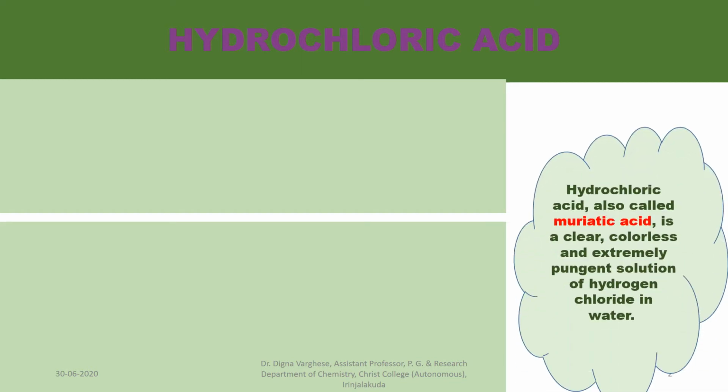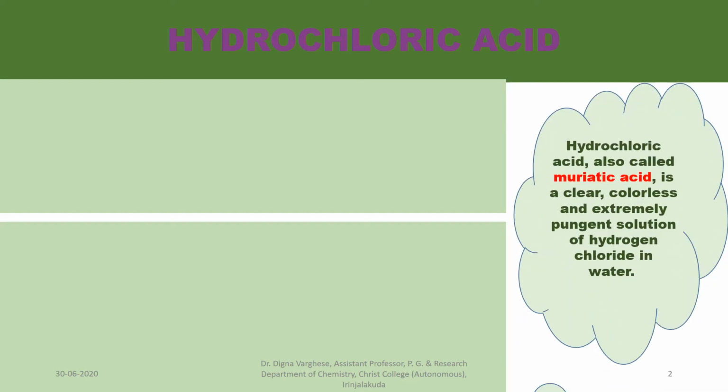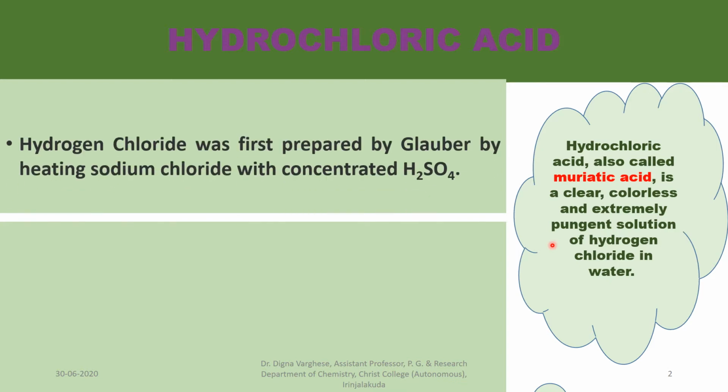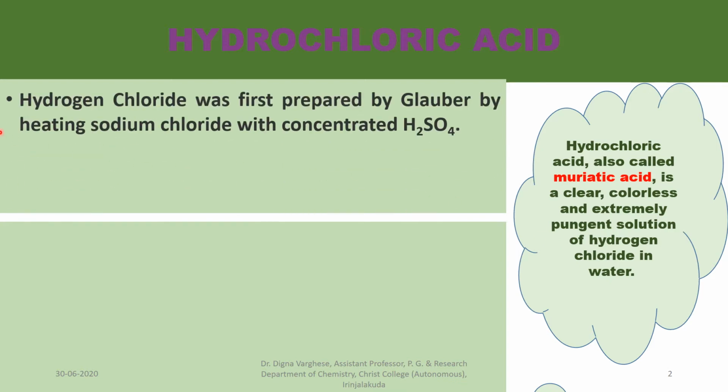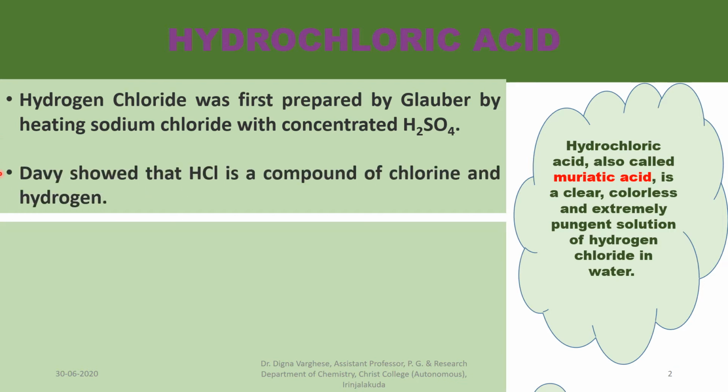Hydrochloric acid. Hydrochloric acid, also called muriatic acid, is a clear, colorless and extremely pungent solution of hydrogen chloride in water. We know hydrogen chloride was first prepared by Glauber by heating sodium chloride with concentrated sulfuric acid. Humphrey Davy showed that HCl is a compound of chlorine and hydrogen.